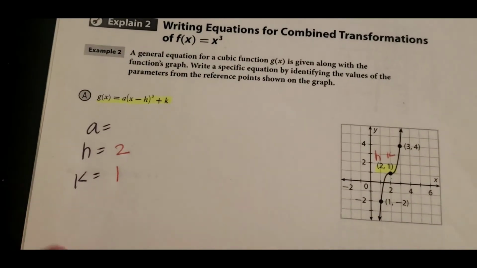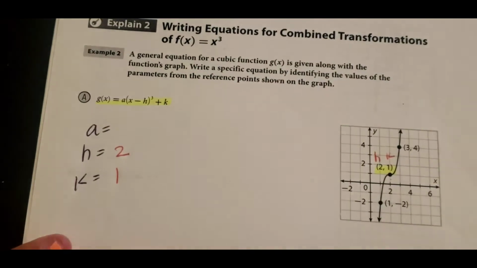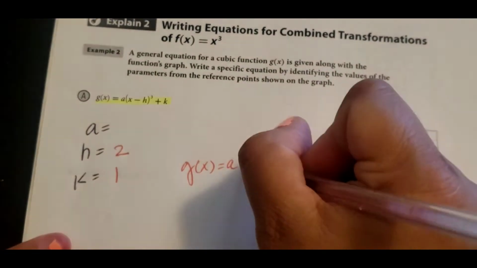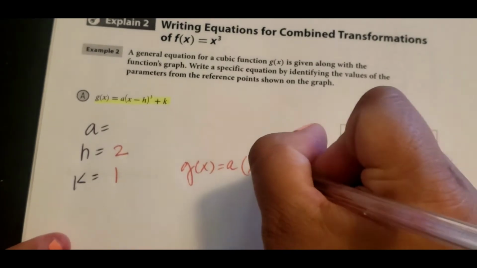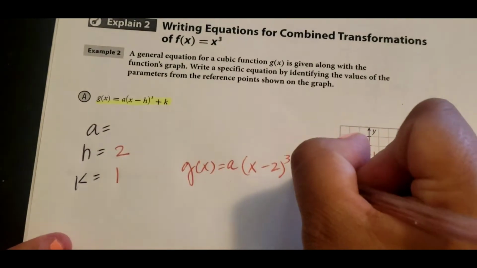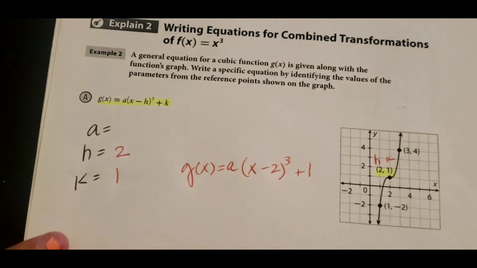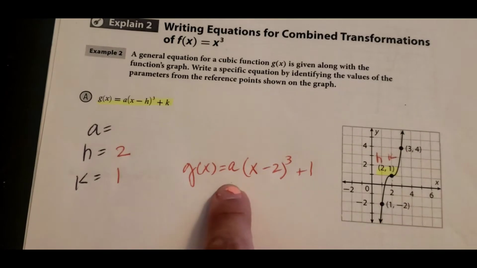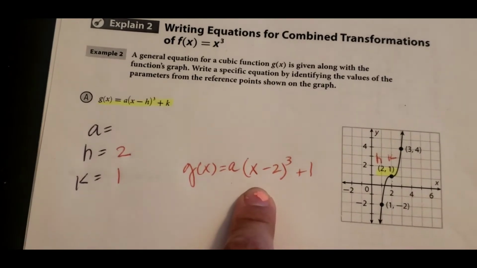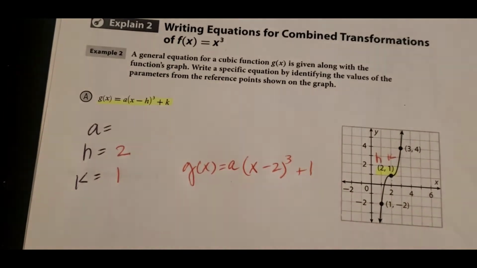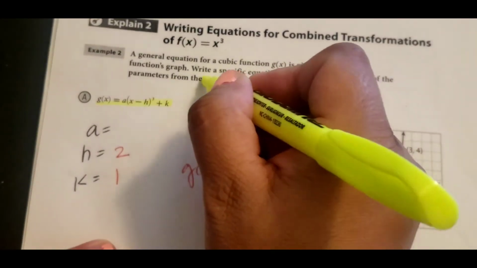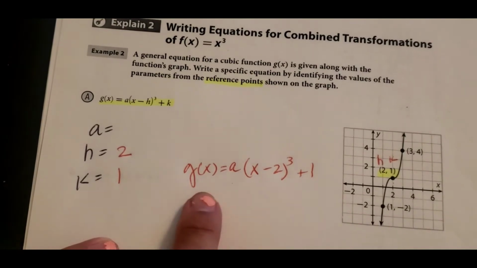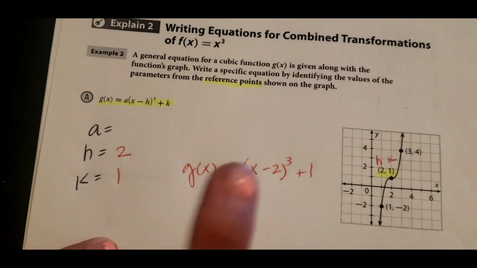So ready? You have g of x equals A times the quantity of x minus 2, cubed, plus 1. Now you're wondering, wait, we have 3 unknowns: g of x, A, and x. Well, actually, that's not true. What you're going to do is use a reference point from your graph to plug in your g of x and your x. Now let me show you.